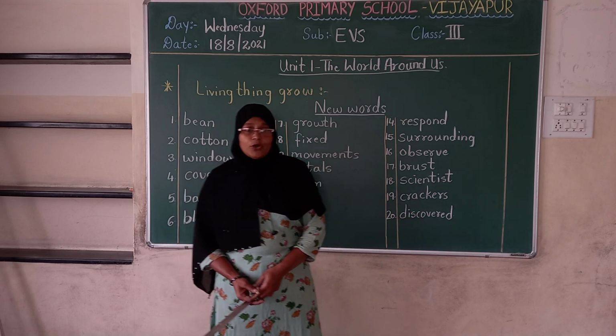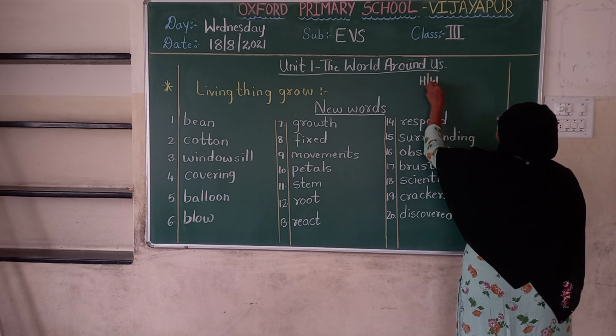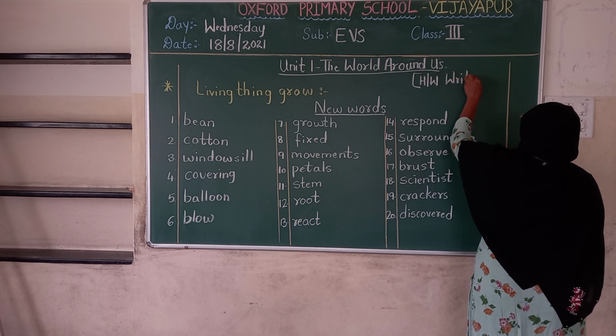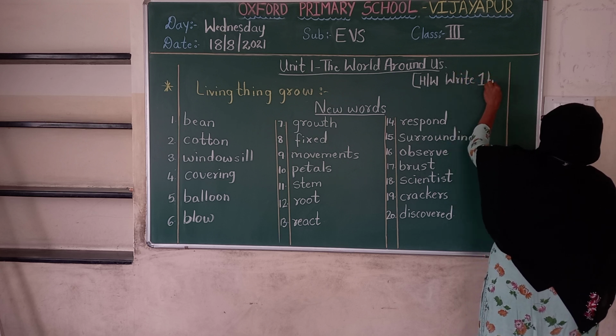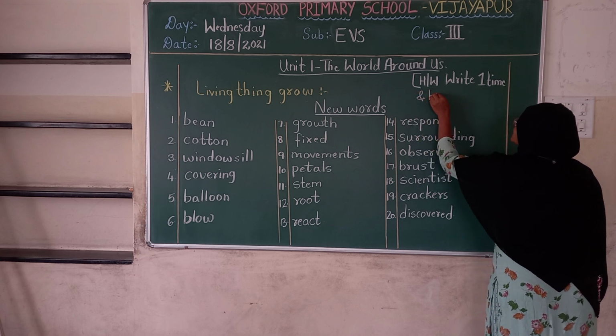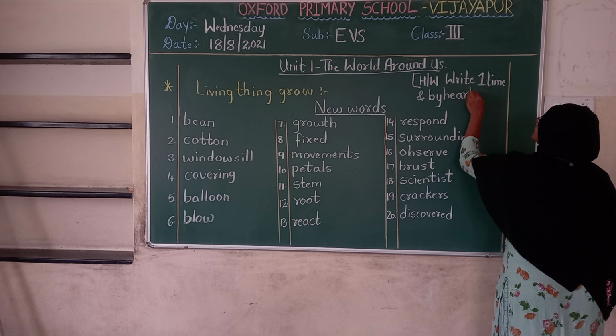Now children, note down your homework. Your homework is you have to write these words, classwork one time and homework also one time. Now pause the video and complete your classwork. Afterwards you can write your homework and you have to learn it by heart.